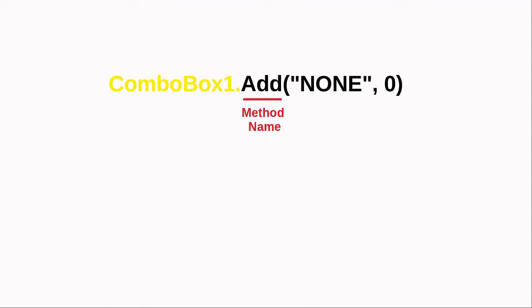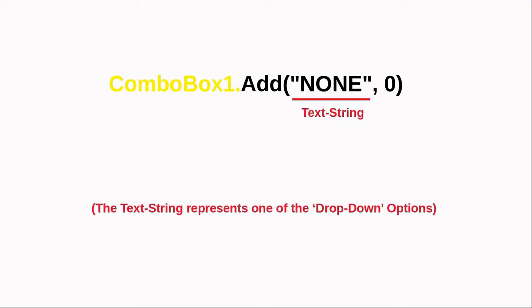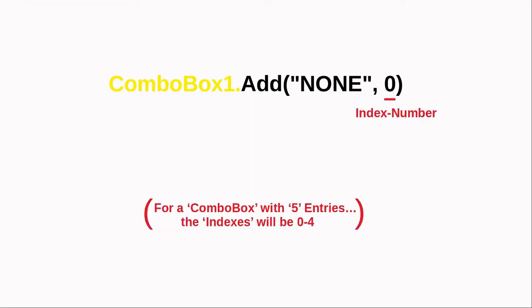Breaking it down further, here is the add function. And within the parentheses of the method are the parameters which will be passed to the combo box. The first parameter is the text string, which will be displayed as a choice within the combo box drop-down list. This parameter is contained within double quote marks. The second parameter, separated from the first entry by a comma, is the combo box's index number. Each individual entry in the combo box has an index number.